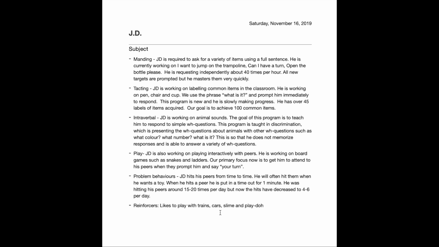So what I wrote for this is JD is required to ask for a variety of items using a full sentence. He is currently working on, I want to jump on the trampoline. Can I have a turn? Open the bottle, please. He's requesting independently about 40 times per hour. All new targets are prompted, but he masters them very quickly. So this is just a general explanation of his requesting ability.